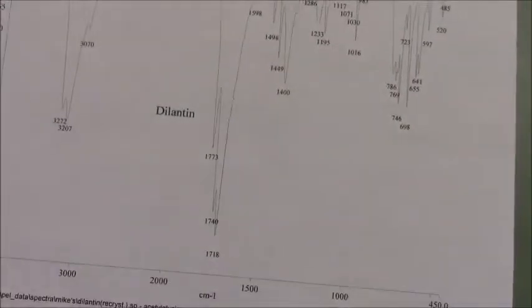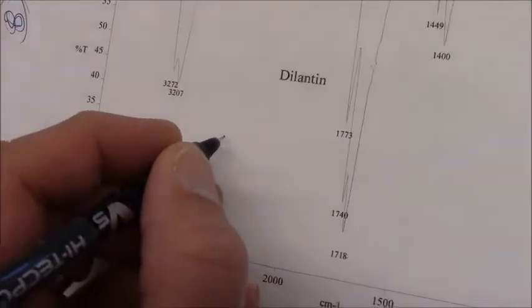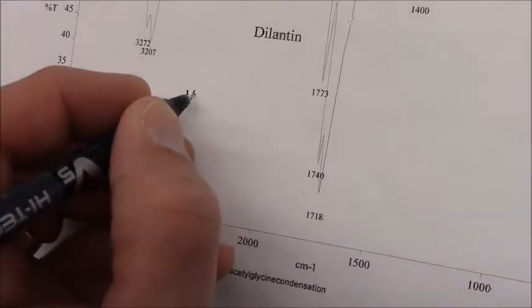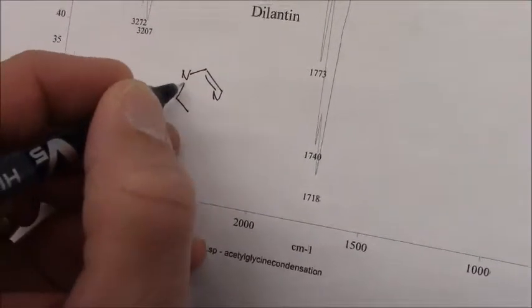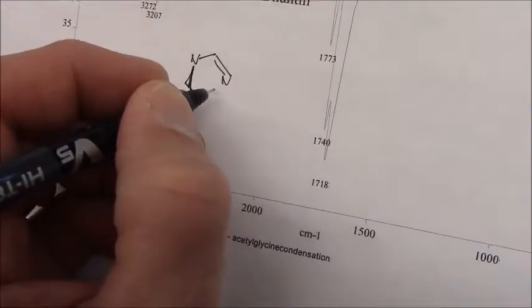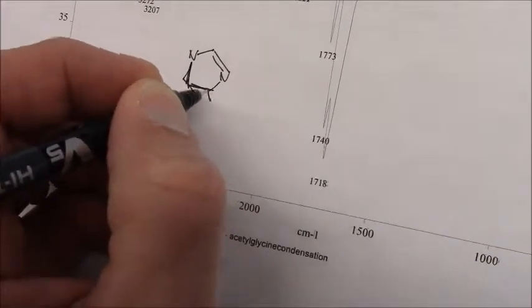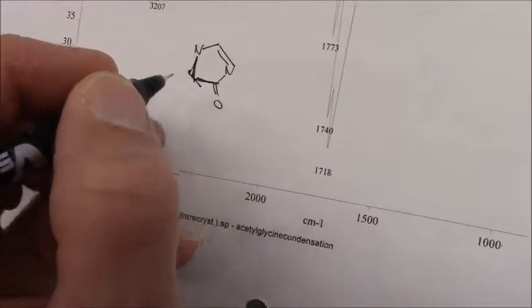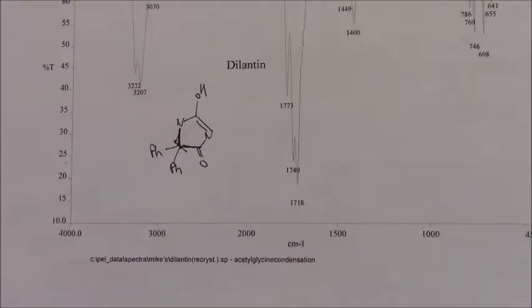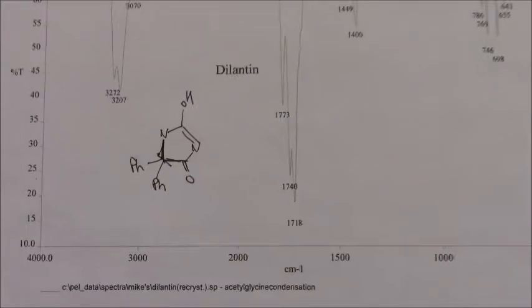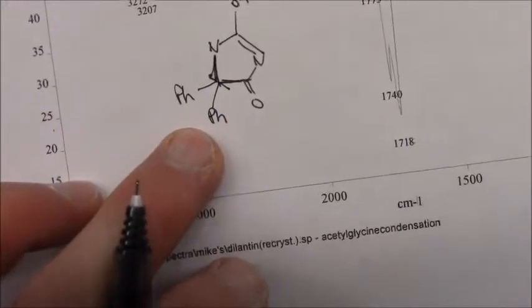Now Dilantin. And again, the rule is you must always draw the structure. Drawing while looking through a camera and holding it is kind of funky. And we have an OH. I'm supposed to take a mark off the top automatically if you don't draw structures on your spectra. So we already know how this rolls.